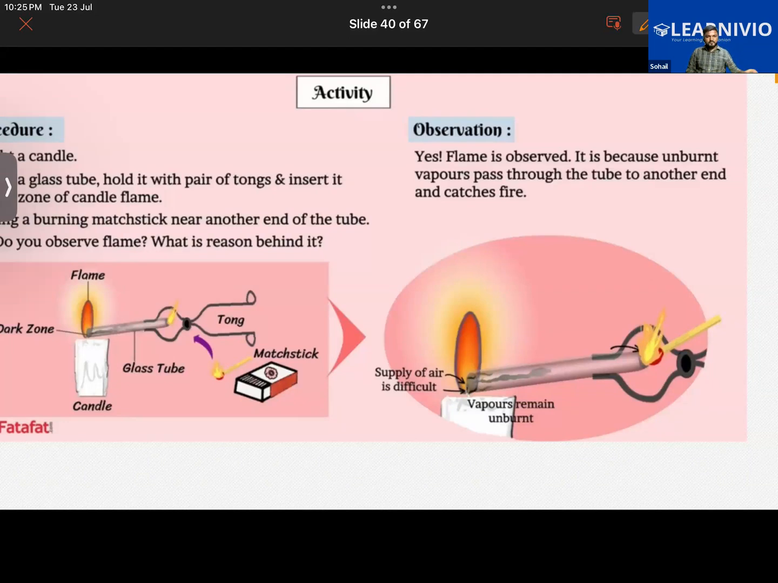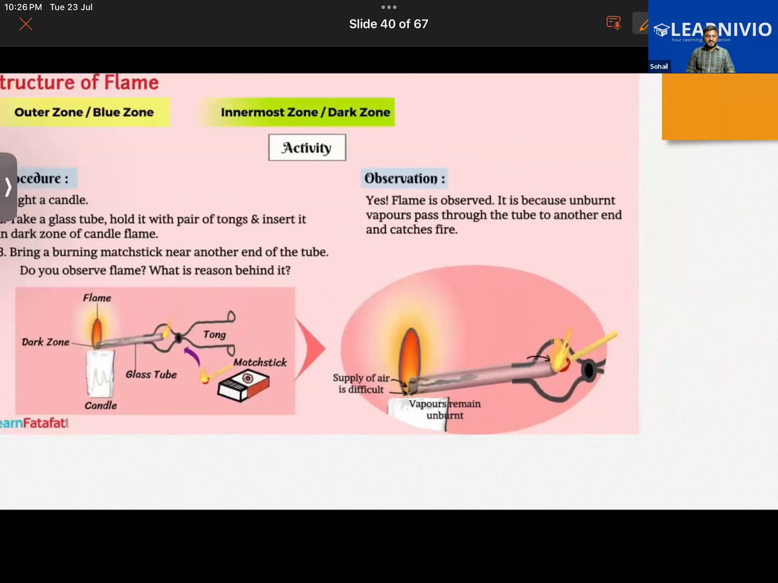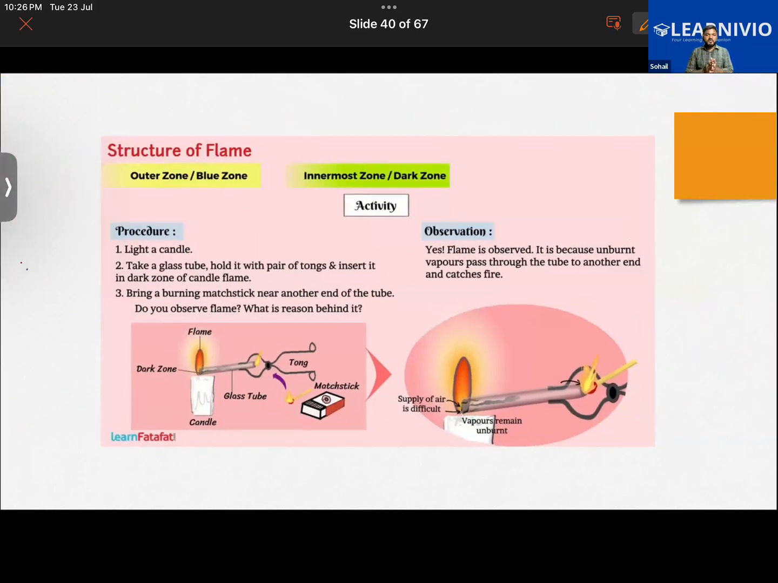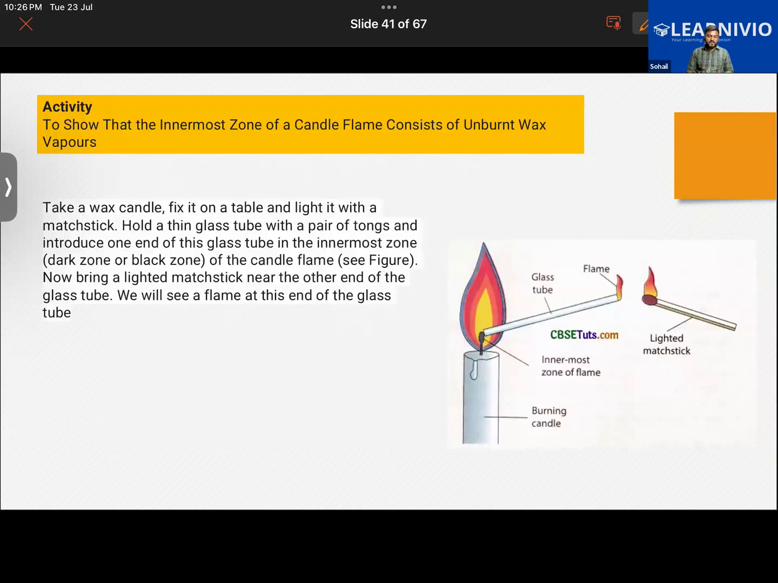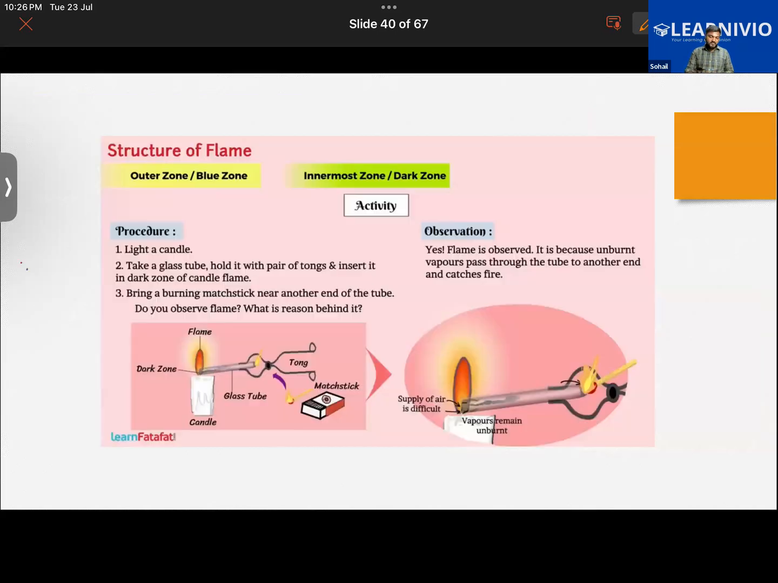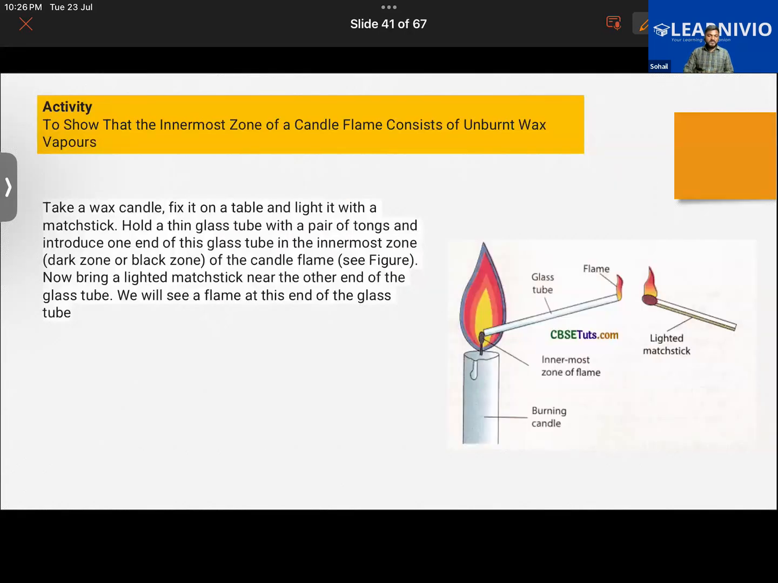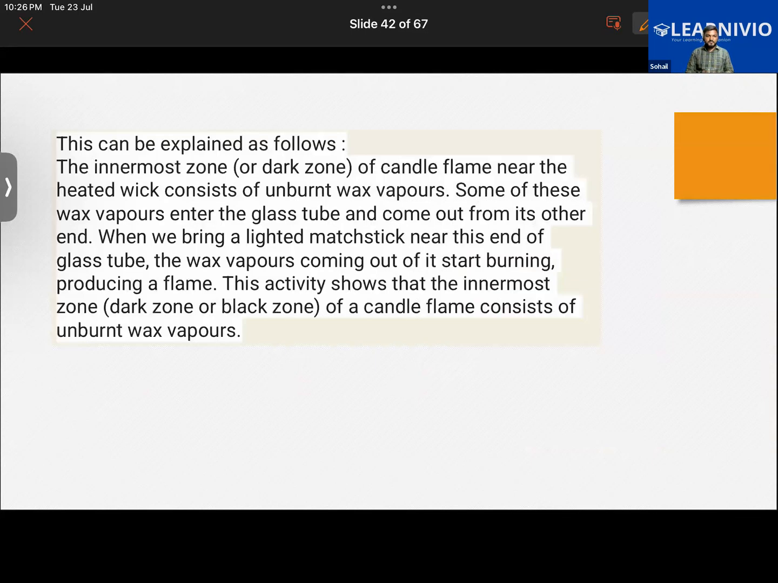Yes, flame is observed. It is because unburned vapors pass through the tube to another end and catches fire. Okay, so this activity proves that the innermost zone of a candle flame contains unburnt wax vapors, as we proved via an activity that they are combustible as we took it via glass tube. That was the same activity which we have learned moments ago, the same thing with a different image.